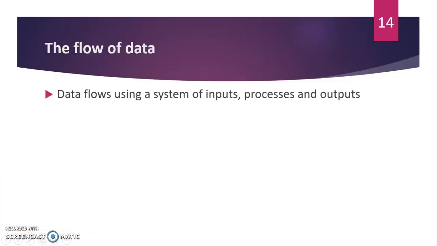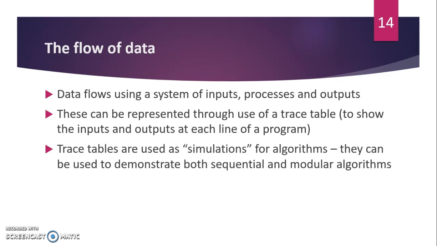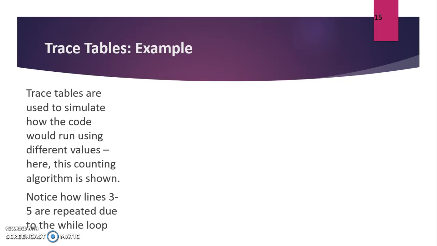So when we're looking at the flow of data in systems, they use inputs, processes and outputs. Now we can represent these using trace tables, so we can show the inputs and outputs at each line of a program. We see these as simulations for an algorithm, so they can be used to demonstrate sequential and modular programs. So for example, trace tables are used to simulate how a code would run using different values.